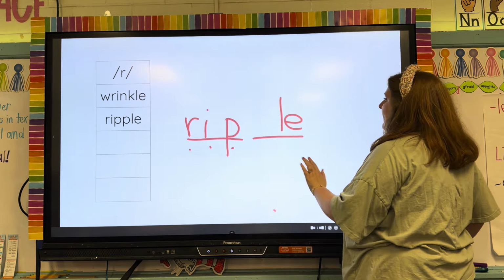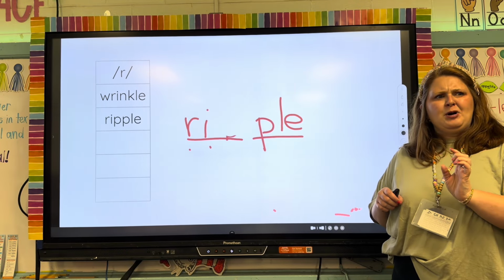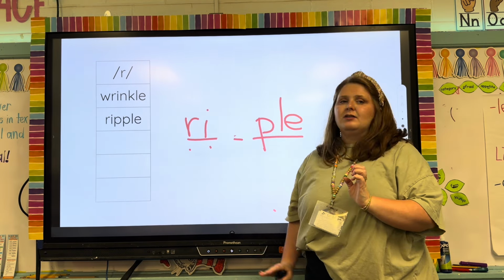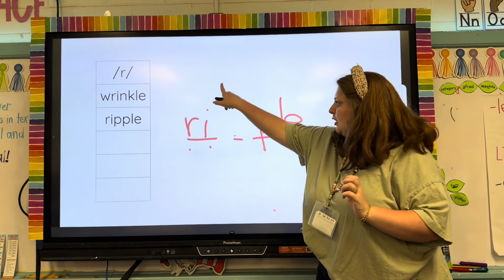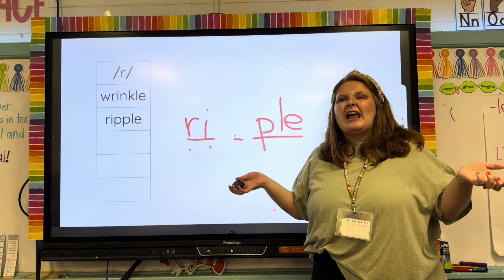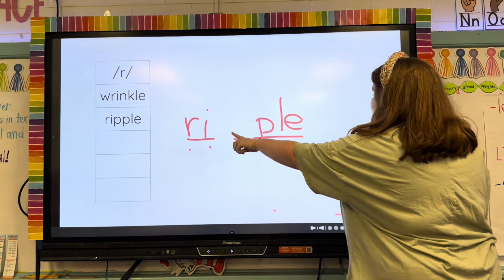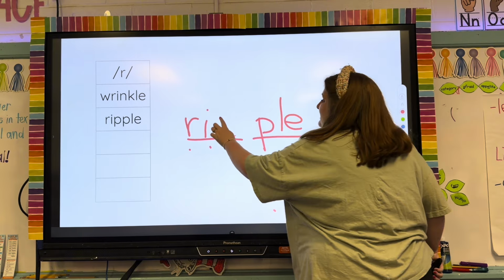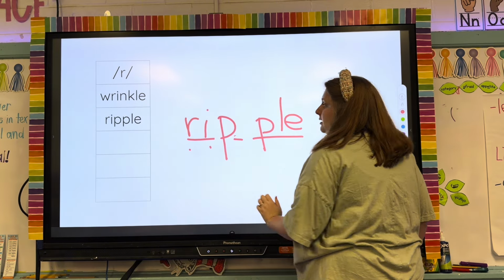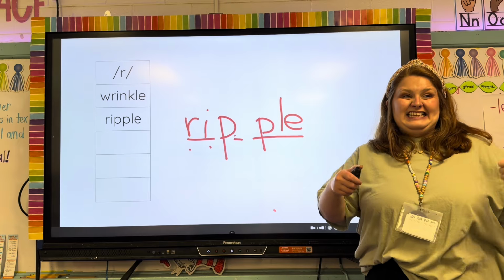Now, what if I only put my consonant here and I didn't put my consonant here? What would that word be? Ripple. That's an open syllable. That would be ripple. Look, we have an open syllable right there. Have you ever heard the word ripple? No. So you have to make sure that you are protecting that vowel, letting it stay short by doubling that P.